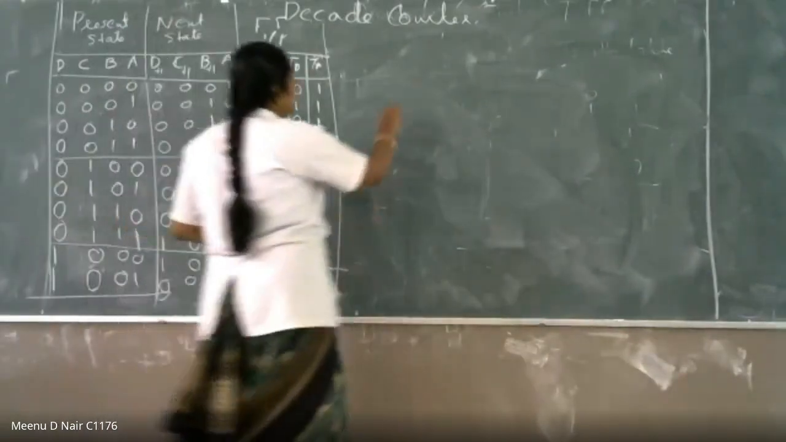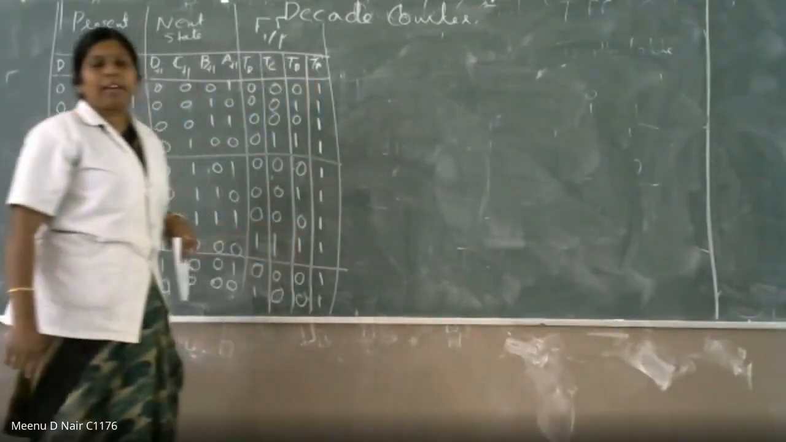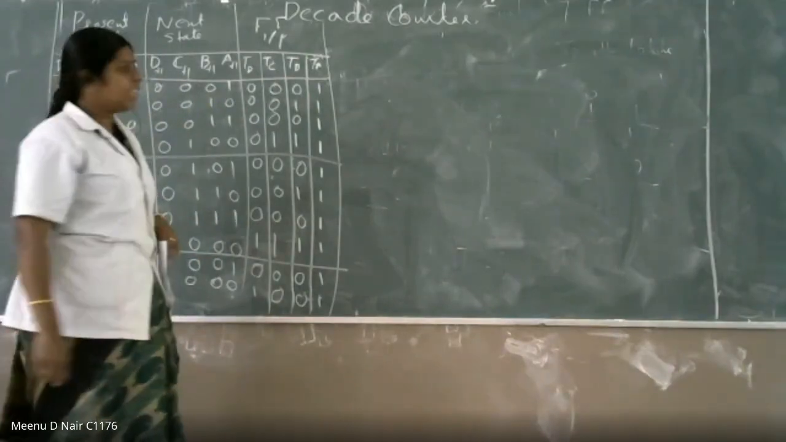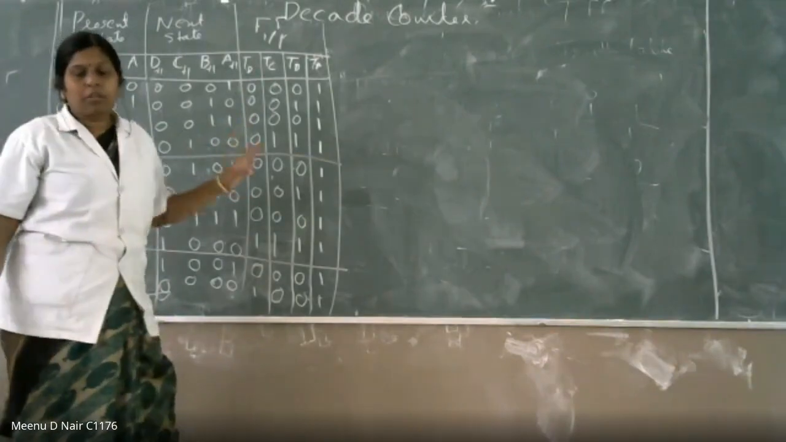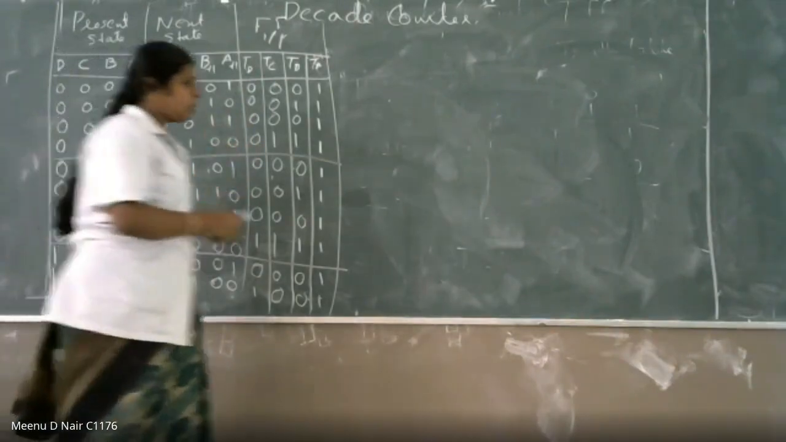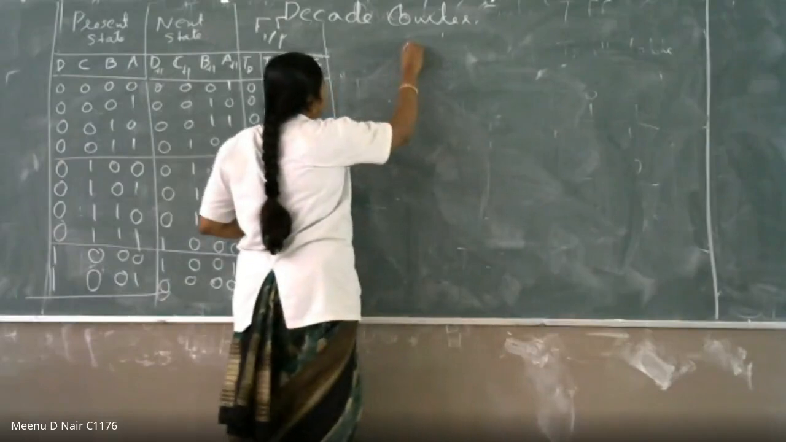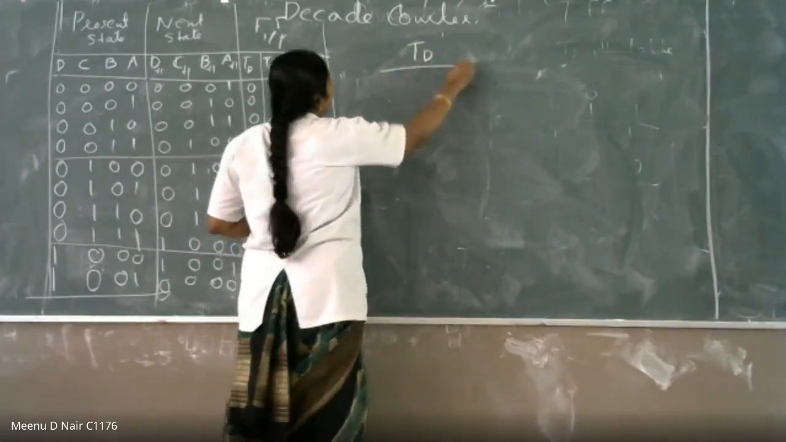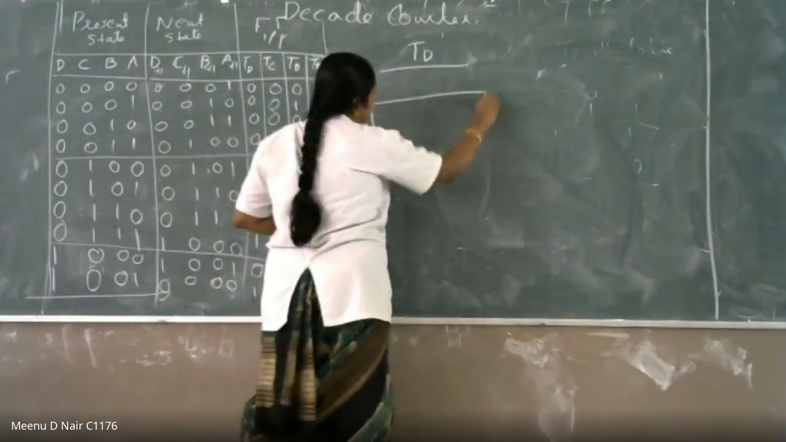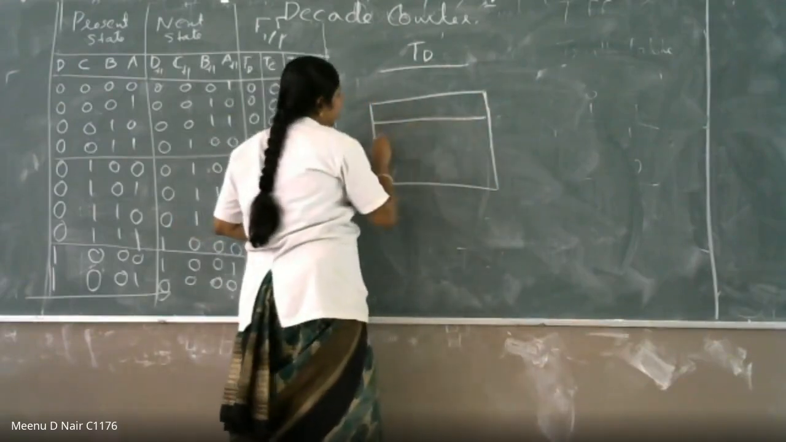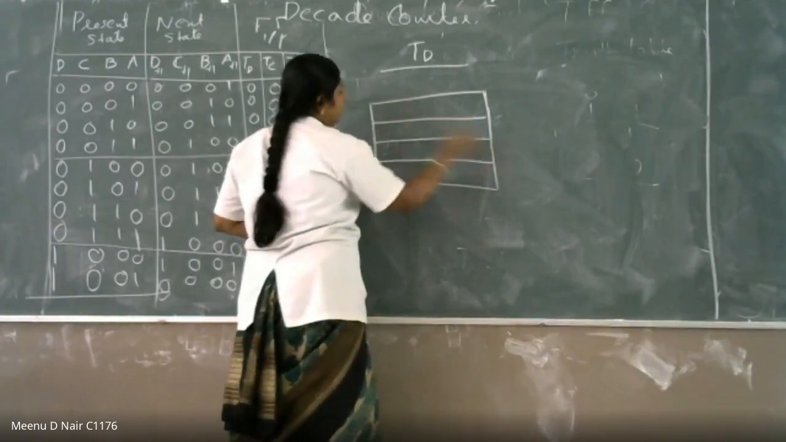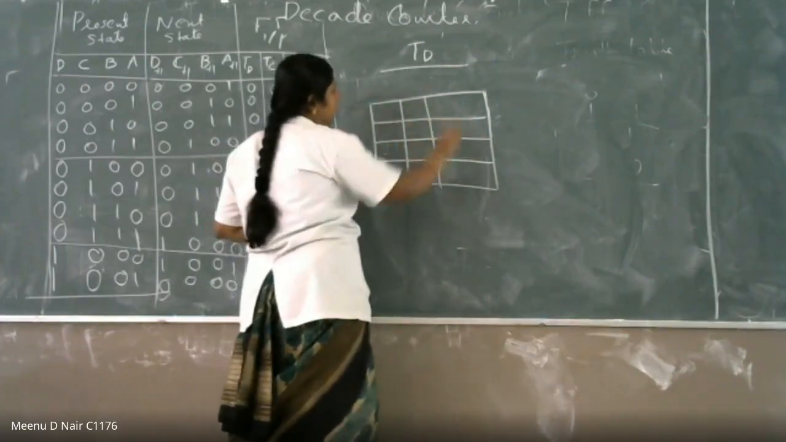Okay, so what is the next step? Using K-map, you have to find out the value of TA, because these are just digits given, right? So we have to find out the corresponding solution. Using K-map, first one is for TD. Totally 10 states are there, so it is a 4-variable K-map. You have to know the 4-variable K-map.